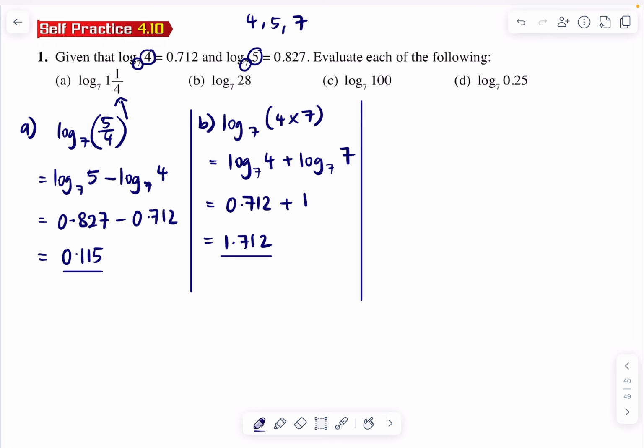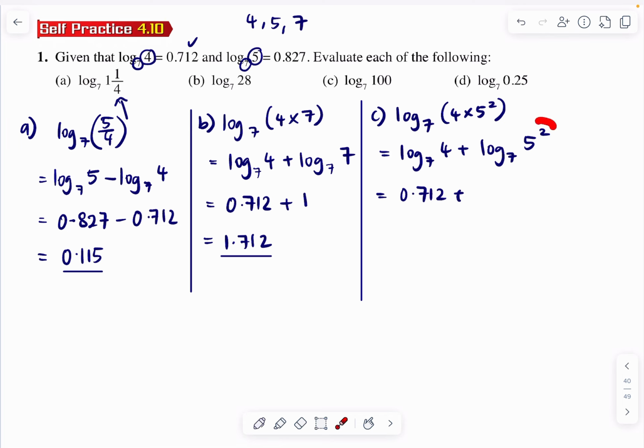Okay, let's look at C. Log 7, 100. So we need to try to make 100 using these numbers. So 100 is 20 times 5. So we can say 4 times 5 times 5. Or we can say 4 times 5 squared. So when we split this, times will become plus. So we can say log 7 4 plus log 7 5 squared. Okay, log 7 4 we already know, 0.712.